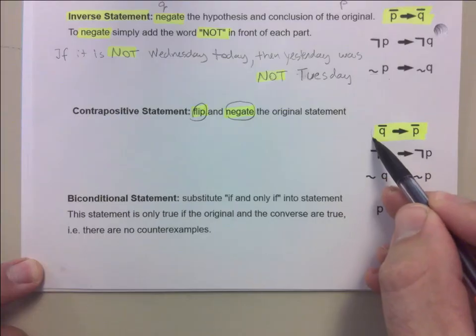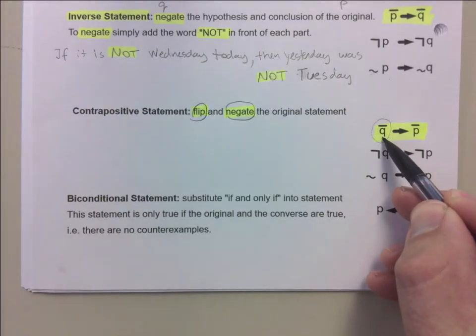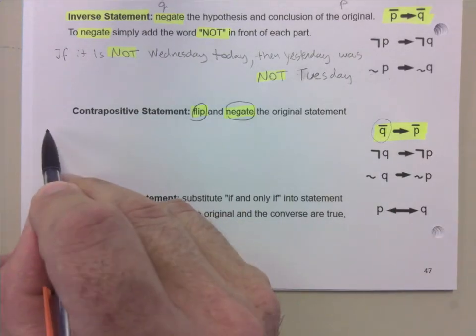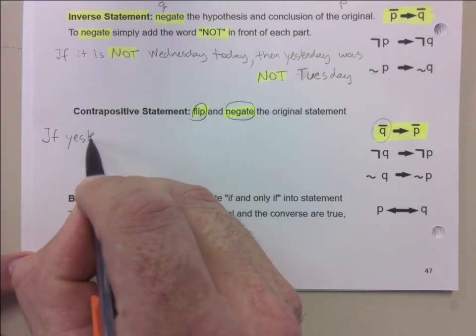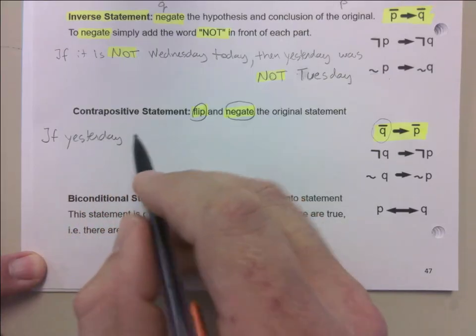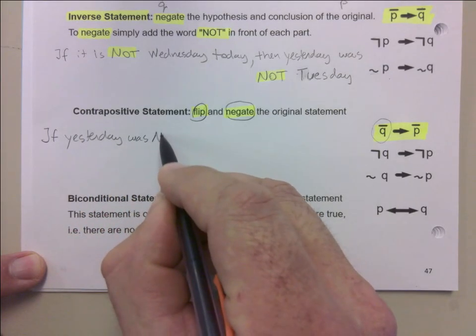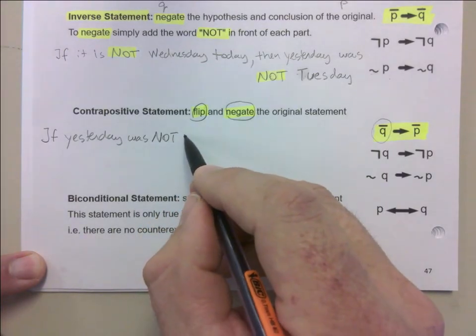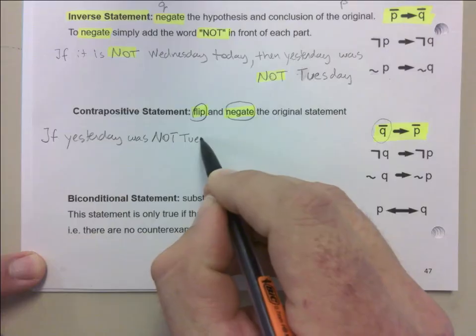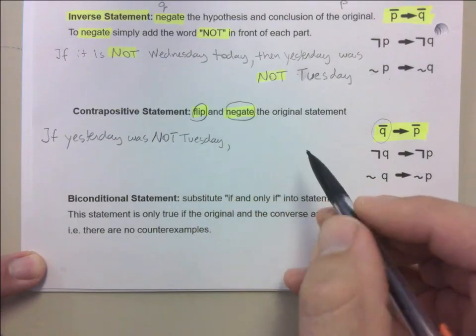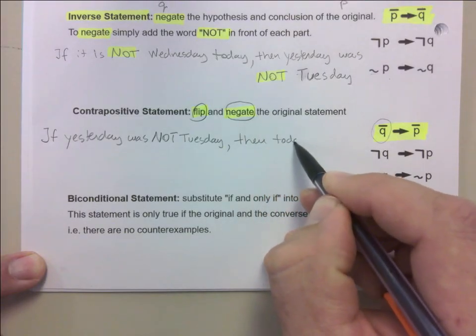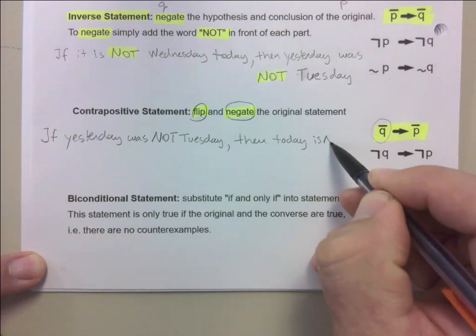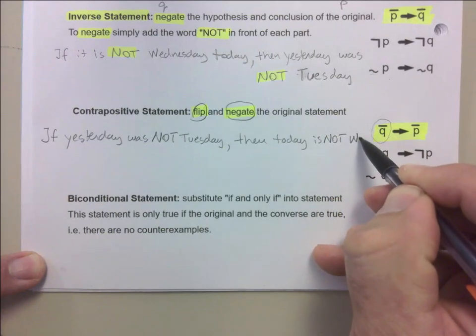So you should be able to just look at this letter, and you've determined up there what's Q. Whatever follows then is your Q. So what would we say here? If yesterday was not Tuesday, then today is not Wednesday.